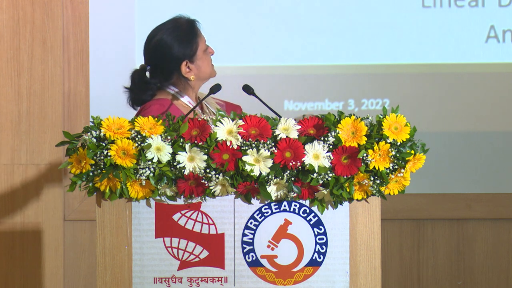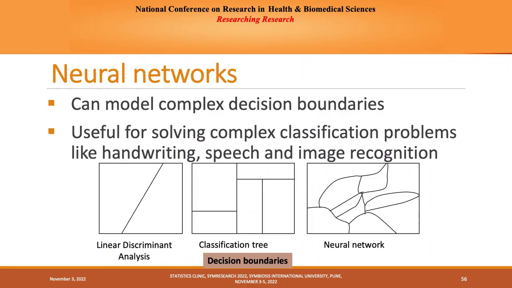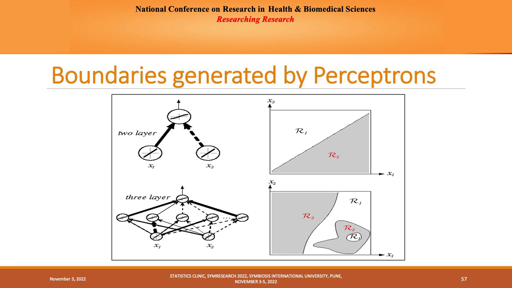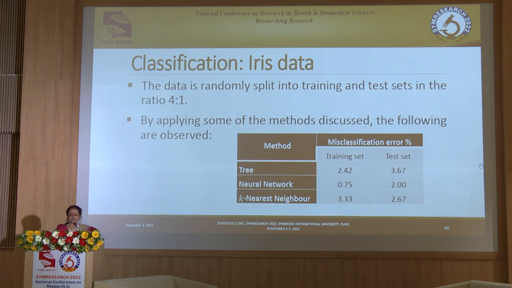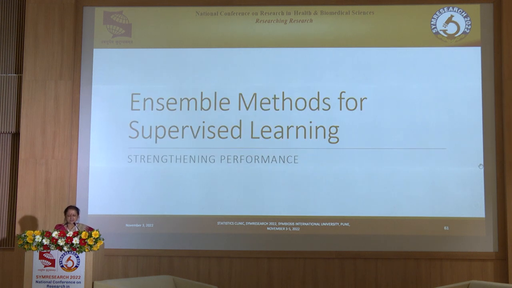Okay, for comparison, the boundary that you get with a linear classifier, the boundary that you get with a classification tree, and the kind of boundaries that you can get with neural networks. So this again is an illustration of the same basic idea. This gives you a linear classifier, and this gives you more complex boundaries. Okay, I have some results with some standard data set. I'll just skip these slides.